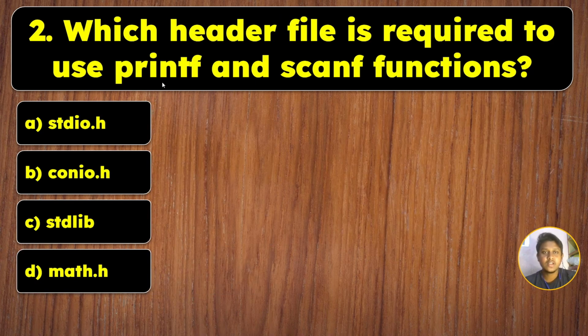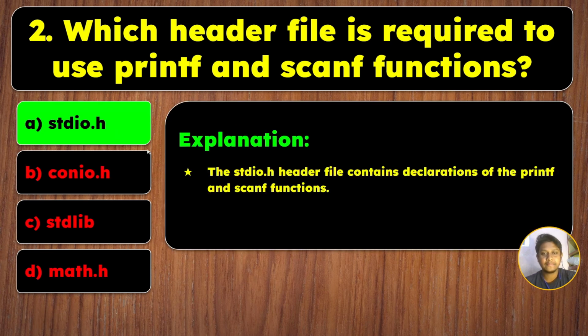So our second question says which header file is required to use printf and scanf functions? Option A stdio.h, option B conio.h, option C stdlib, or option D math.h. So here the correct answer will be option A. As you can see, the stdio.h header file contains declarations of printf and scanf functions. So if you want to use scanf and printf functions, first you have to include the header file, which is stdio.h. So I hope you got to know about this question.